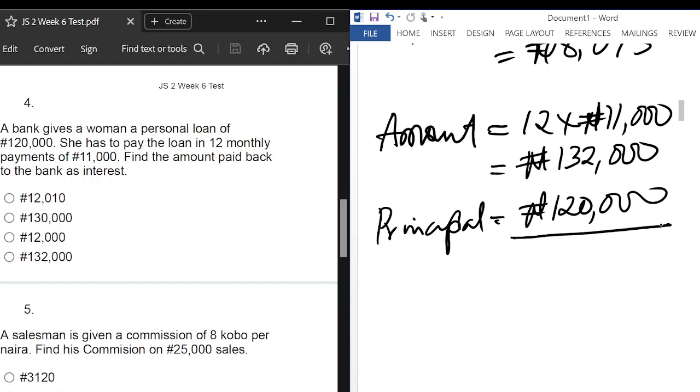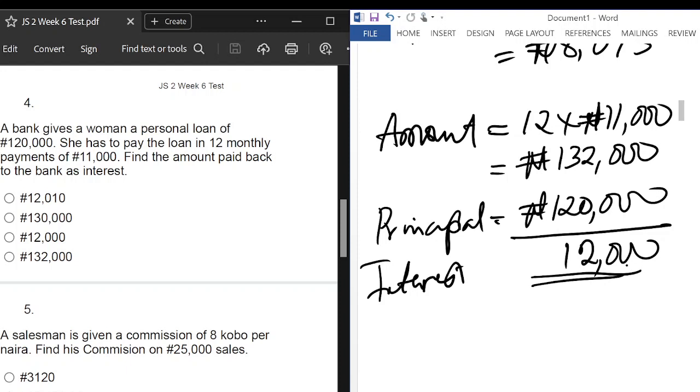Now, the money she collected is 120,000 naira, right? So when we subtract this, we get the interest. So that gives us the interest, which is 12,000 naira. Which means she paid 12,000 naira interest. So find the amount paid back to the bank as interest. That is option C, which is 12,000 naira.